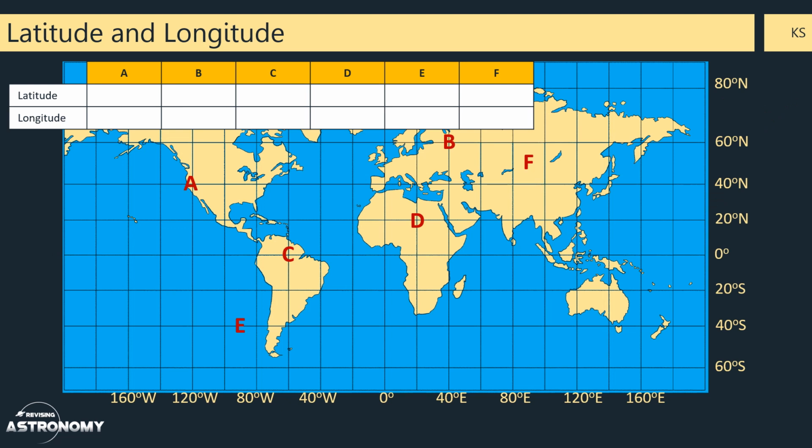So let's see how you did on those examples. Firstly, let's take A. So you can see that A has a latitude of 40 degrees north and a longitude of 120 degrees west. Let's have a look then at B over here. So we can see if we go across that B has a latitude of 60 degrees north and a longitude of 40 degrees east.